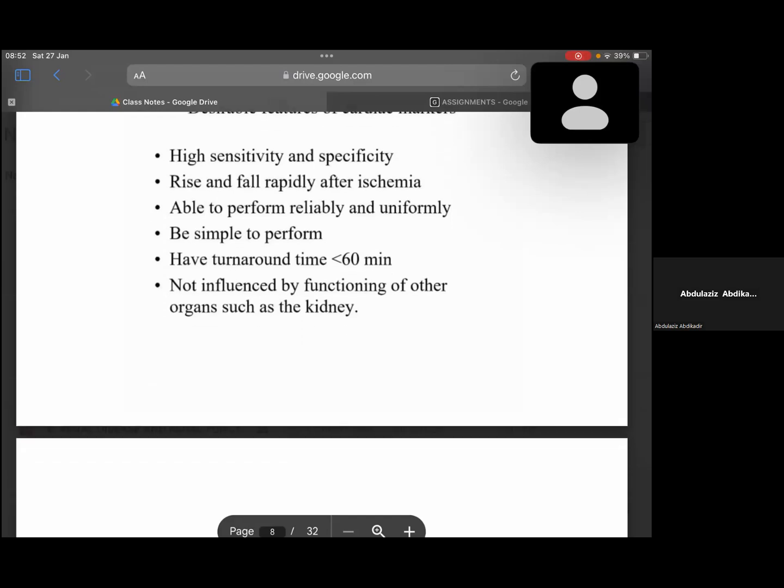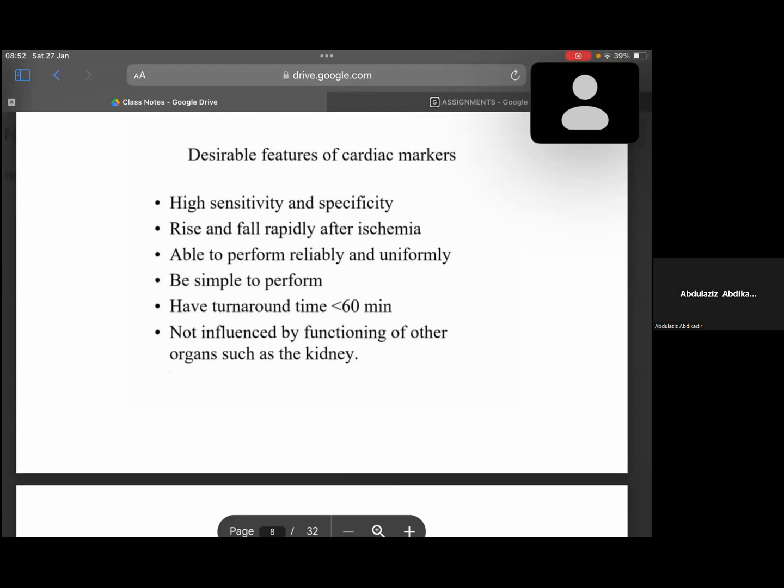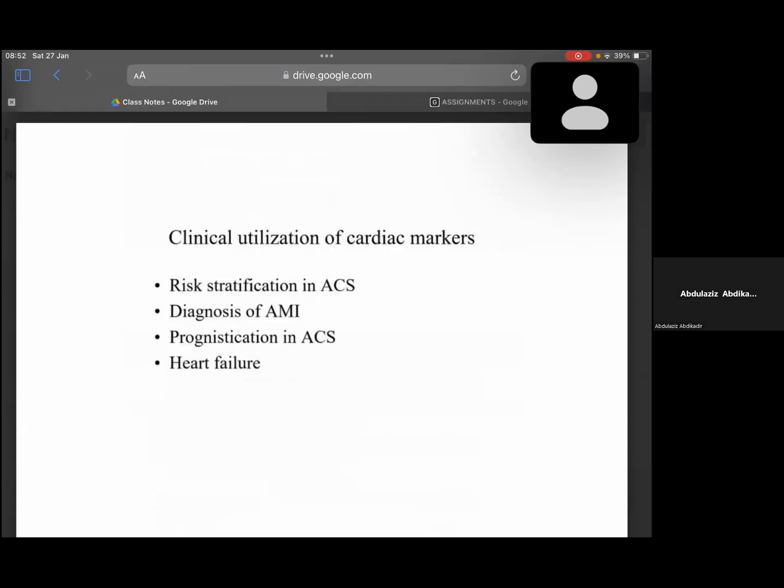Not influenced by other things, and this is the same as high specificity. It should be specific to that organ, not found anywhere else. Like you'll find also CK. CK is found in the skeletal muscle. It's found in the brain. It's found in the heart.